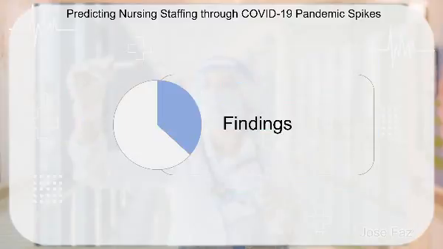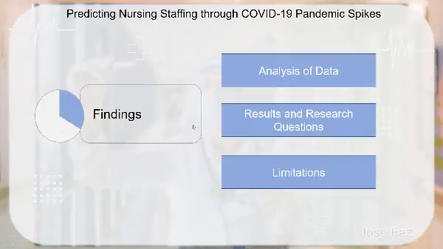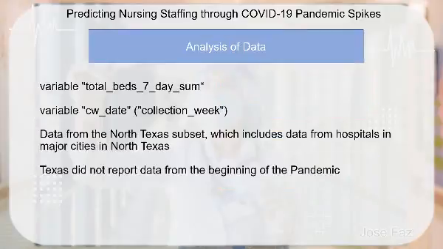The other component of our research is the findings, and this is going to be composed of three elements: analysis of data, results and research questions, and limitations. In the data analysis, we have two variables that are going to be the subject of our study. The first one is the target variable, in this case total beds in 7 days summatory, and is the variable that gives us the amount of beds that a hospital has currently available or used. And we also have the variable collection week date, which is a variable of time, and those are the two types of variables time series requires to make any analysis.